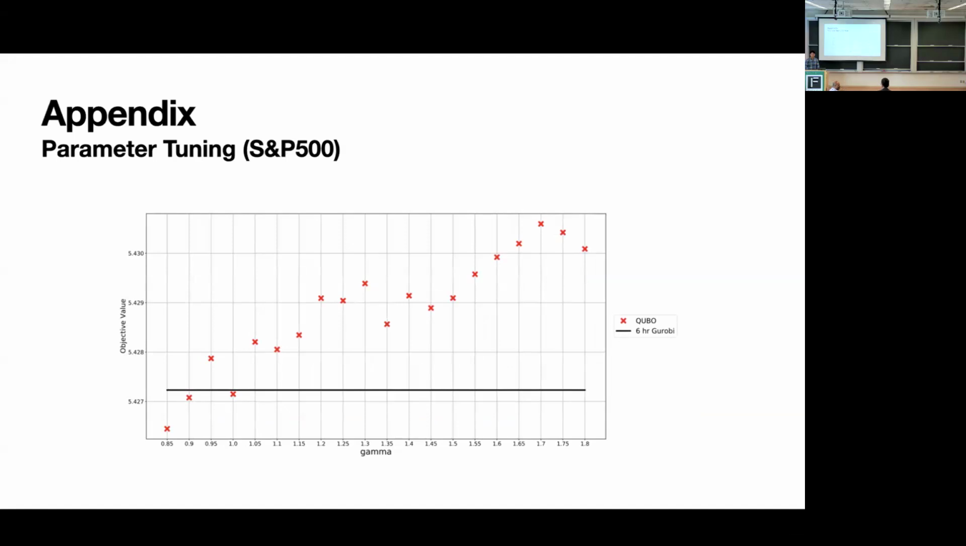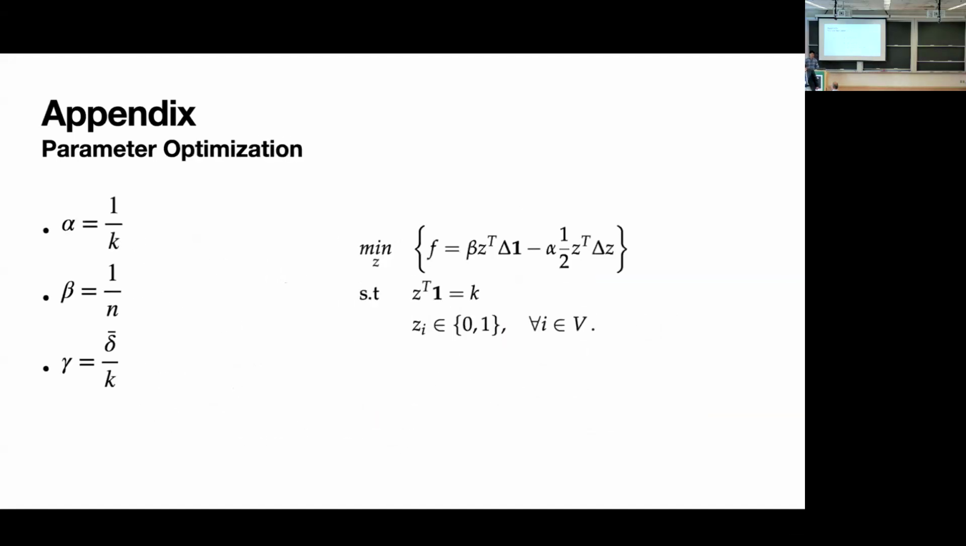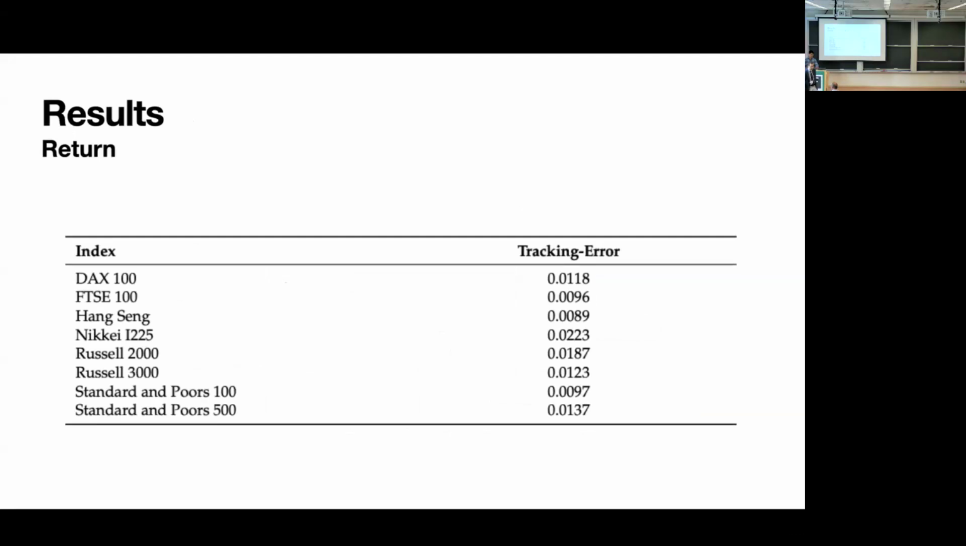So basically, he has the off-sample performance. Same graph, and this is the sort of benchmark for the portfolio.